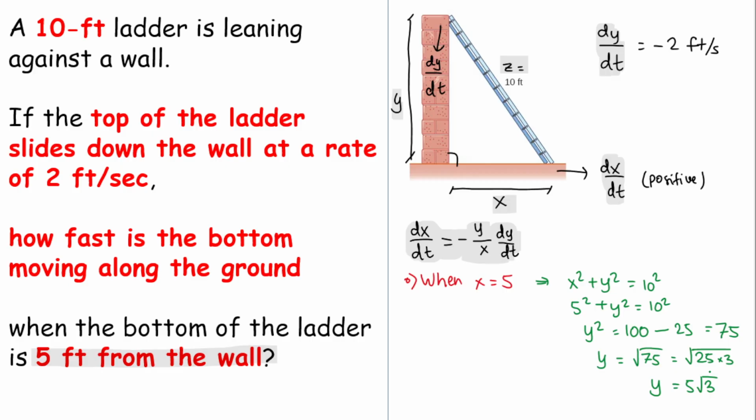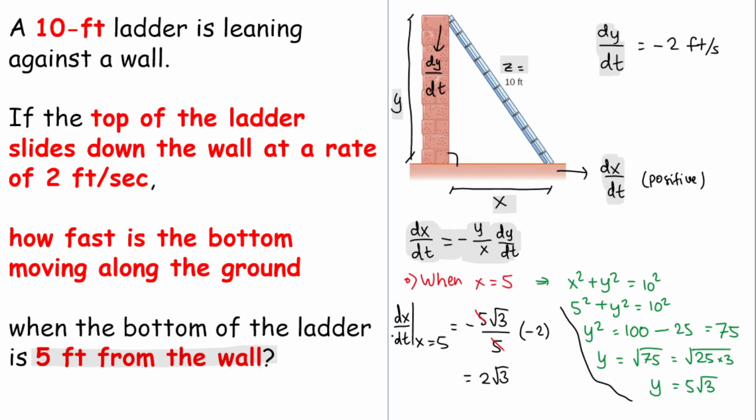Good. Now we know that when x is equal to 5, y is 5 square root of 3. We can plug that into this equation. So we need to find dx/dt when x is equal to 5. So we will have minus y, where y is 5 square root of 3, over x, which is obviously 5, and then dy/dt, so we'll have minus 2. Okay. And then what can we do from here? 5 and 5 will cancel each other into 1, and minus will become plus. And obviously we will have 2 square root of 3.